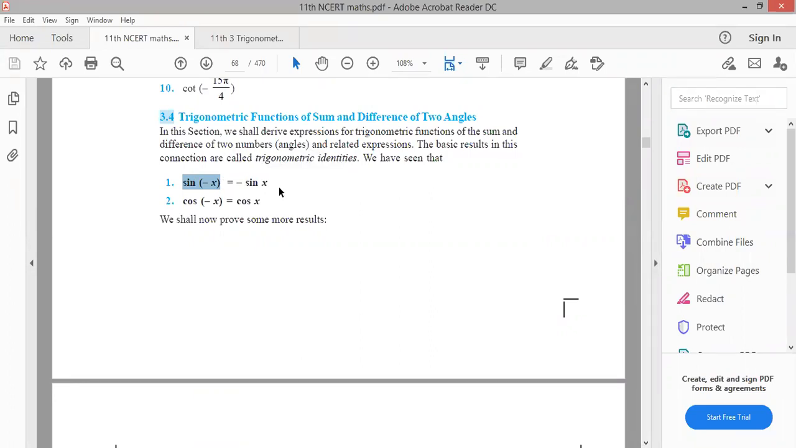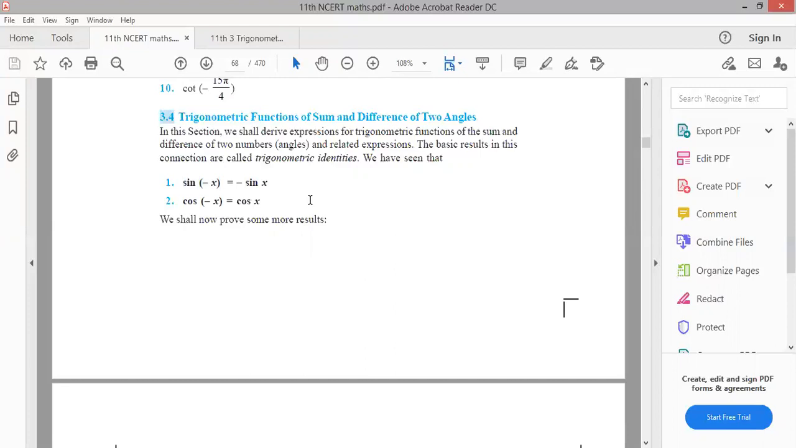I would like to highlight here that this is actually the measurement of the angle in the clockwise direction. You know, whenever the angle is measured, that's measured in the anti-clockwise direction. So in the anti-clockwise direction, the measured angle is always taken as positive. However, if we measure the angle in the clockwise direction, that is negative. So this is sine of minus x. Minus x is actually the measurement of the angle in the clockwise direction.